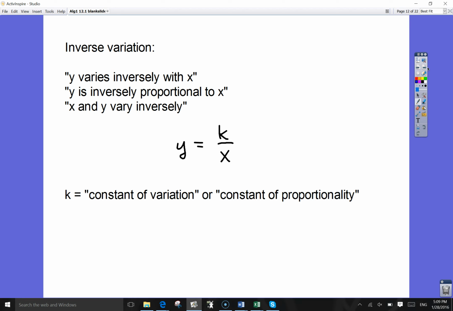Now an inverse variation could be worded in a few different ways. It could be y varies inversely with x. Or on the SOL, it's a little more likely that it'll say y is inversely proportional to x.